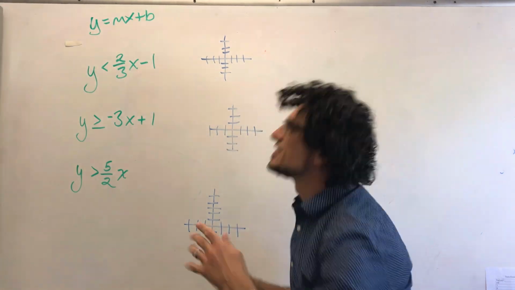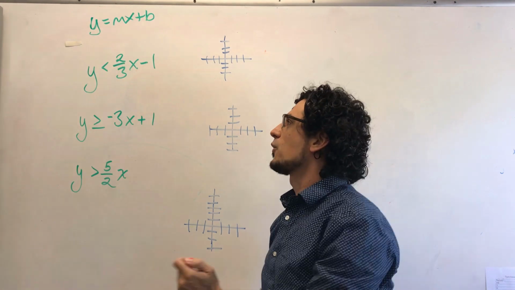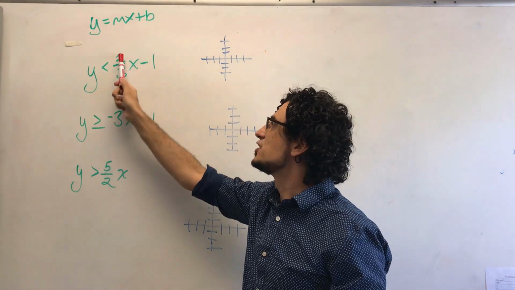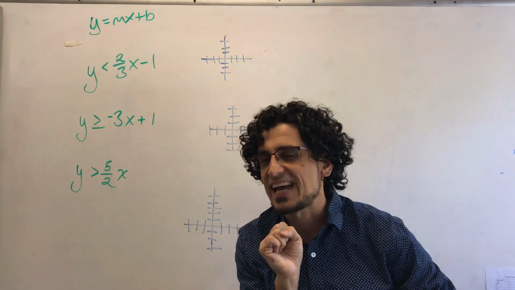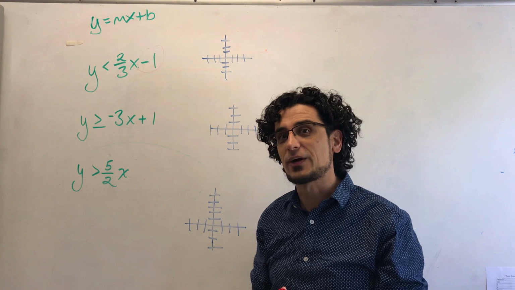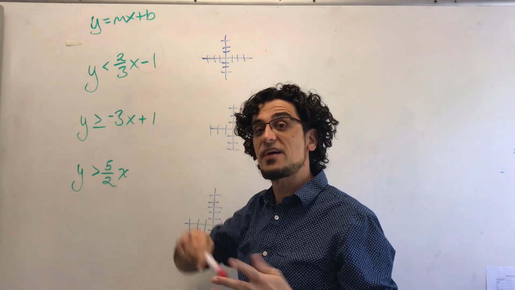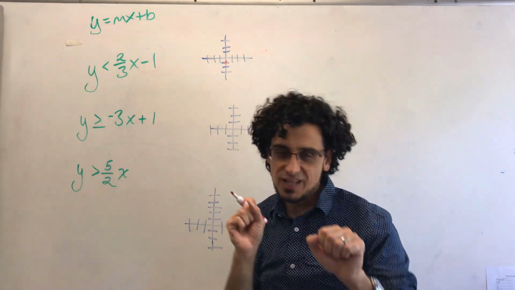Let me show you. So this idea is that I have an inequality, where we have y is less than 2/3 x minus 1. So I'm going to start the exact same way. Like I just told you, I start with graphing the b, okay? But in this case, we have -1 as my b. So I'm down here at -1. I plot that point.